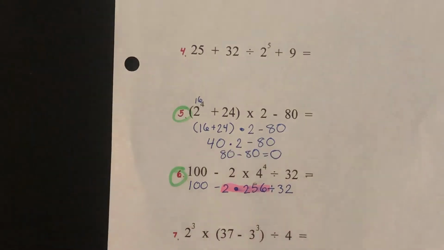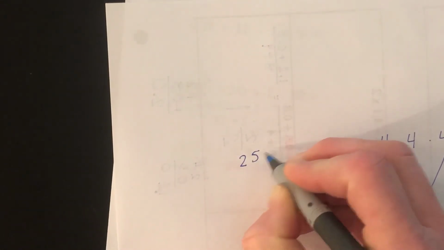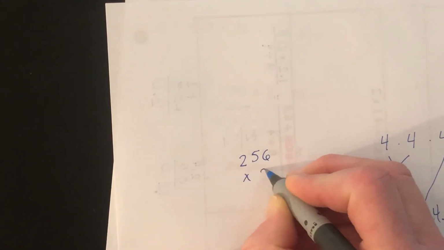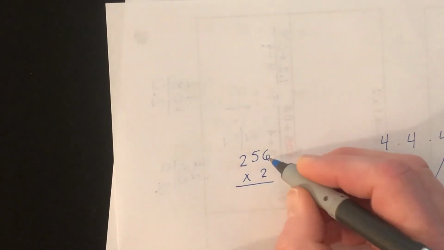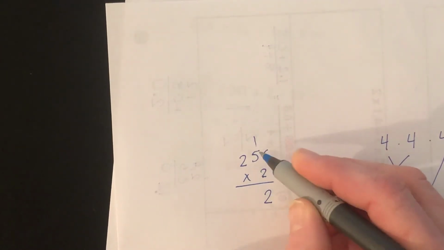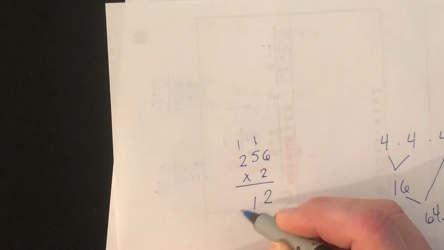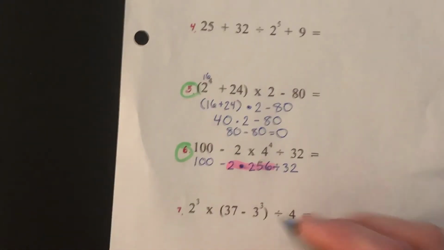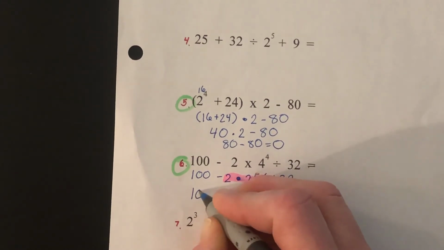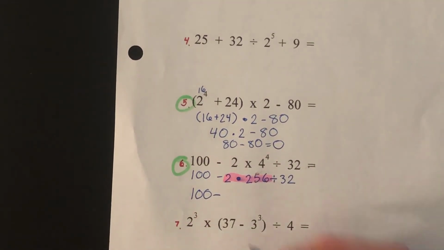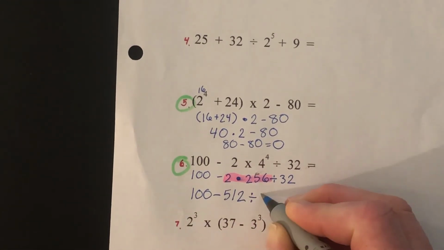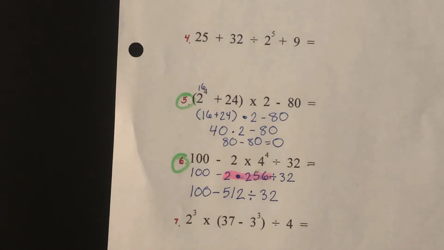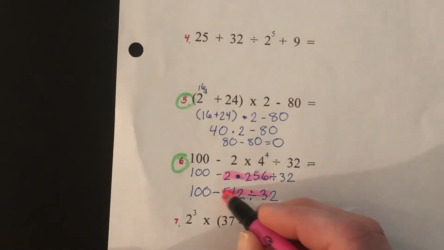2 times 256. Back to my little scrap paper. 256 times 2. 2 times 6 is 12, 10, 11, 5. 512. So now I have 100 minus 512 divided by 32. Lovely. Obviously, I'll do division.